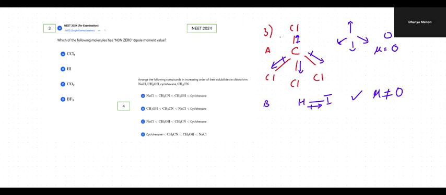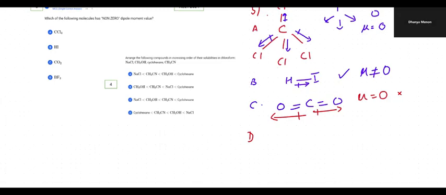So this is our answer, but let's check carbon dioxide also. Carbon dioxide, from less electronegative to more electronegative. So this is also 0. So this is not our option. The last one is D. It is BF3.